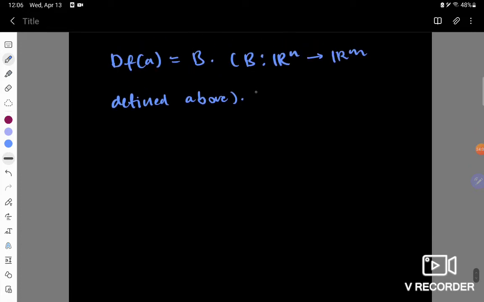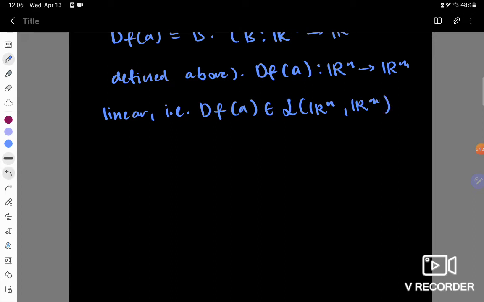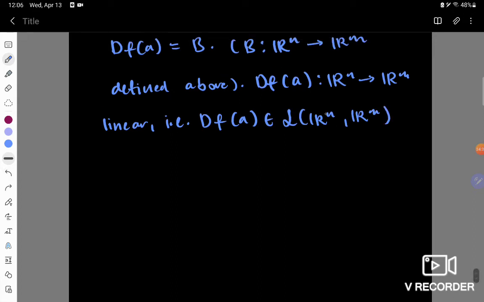Just as worth noting, even though it's totally tautological by both these definitions here, this is a linear map, i.e., sometimes you'll see this notation, L(R^n, R^m). This just means the set of all linear maps from R^n to R^m. It's a good shorthand to have.